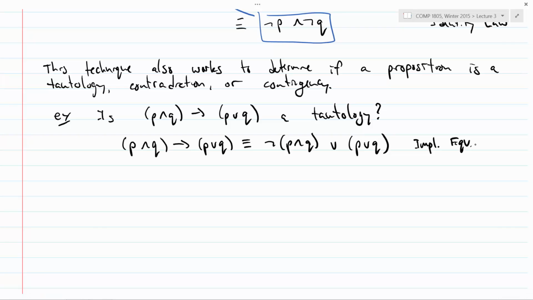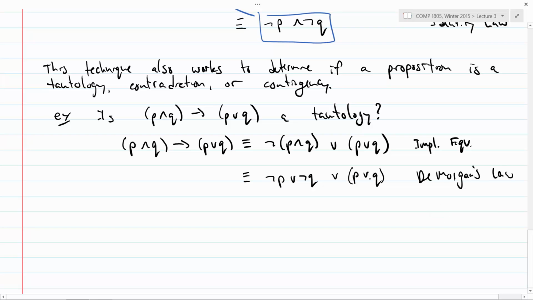Then the next thing you want to do is say, oh, there's a negation here, and it applies to a conjunction. I don't want that. I only want my negation to apply to variables, so I should get rid of that next. I can do that using De Morgan's law, so that's not P or not Q, and then I still have this P or Q over here. That's by De Morgan's. I can bracket it like this, although notice now that those are all ors, so it doesn't really matter how I bracket it. As a result, I can rearrange this to be P or not P, or Q or not Q. That's by using the associative laws and the commutative laws.